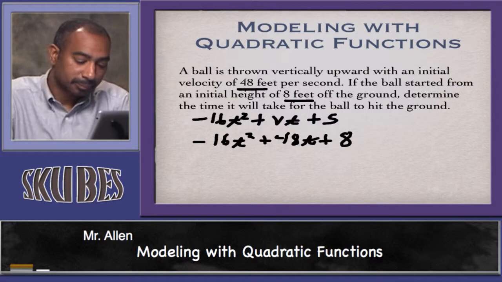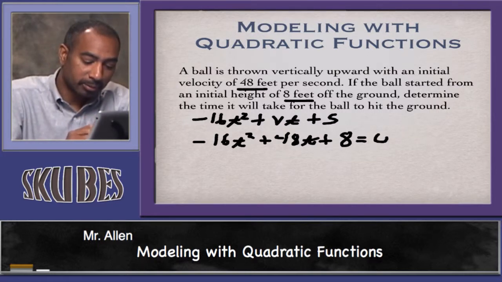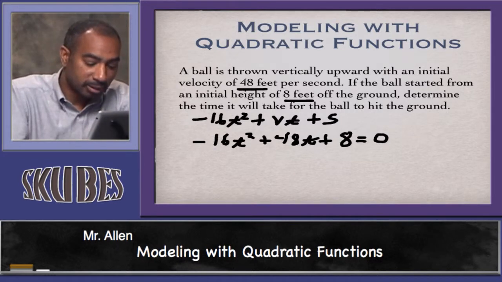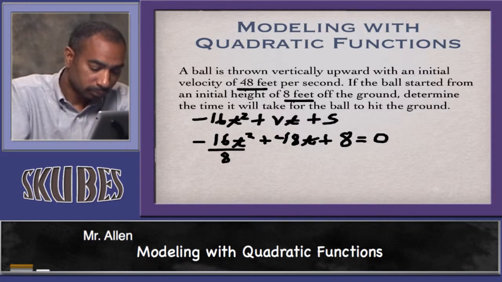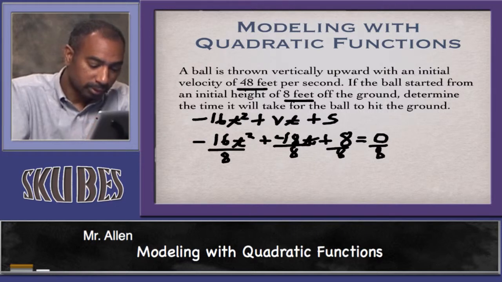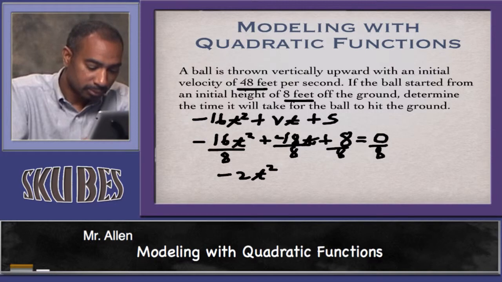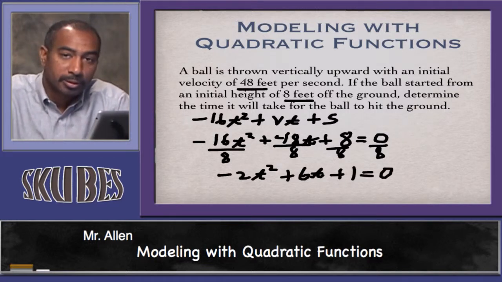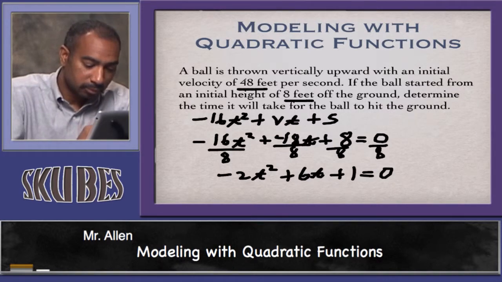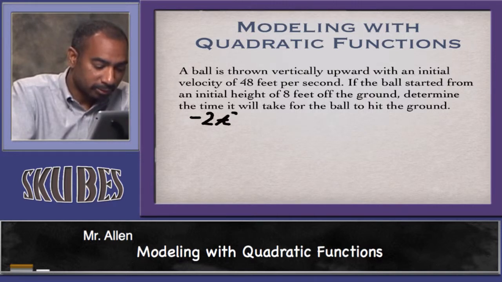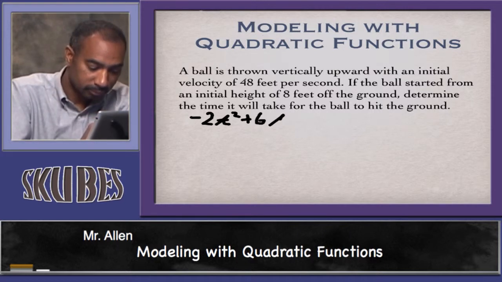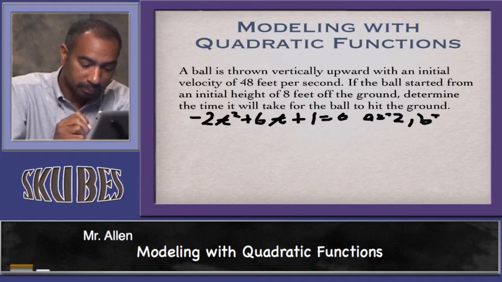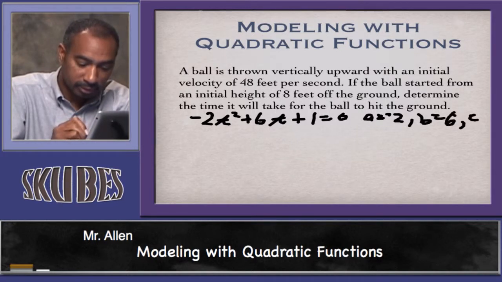And what we're going to do is solve this equation. When it hits the ground, it has to be set to 0. So we're going to solve this quadratic equation. First, simplify this. 8 divides into everything here, so I divide everything by 8. I'm left with negative 2t squared plus 6t plus 1 equals 0, and you can use the quadratic formula to solve this. That means a is negative 2, b is 6, and c is 1.